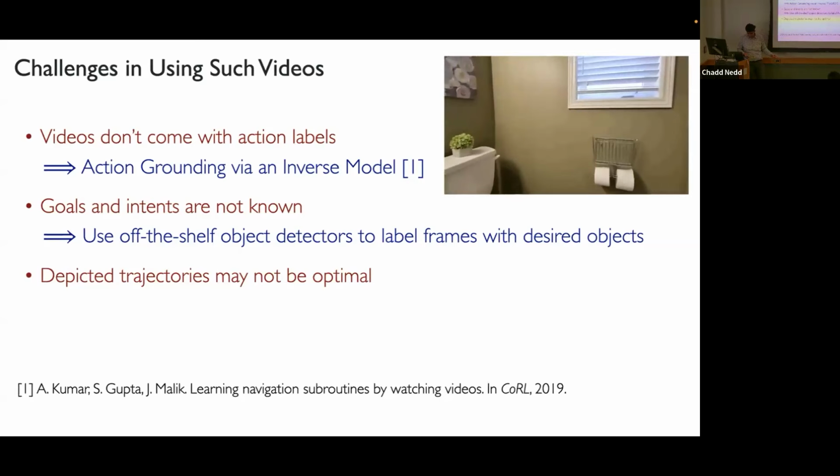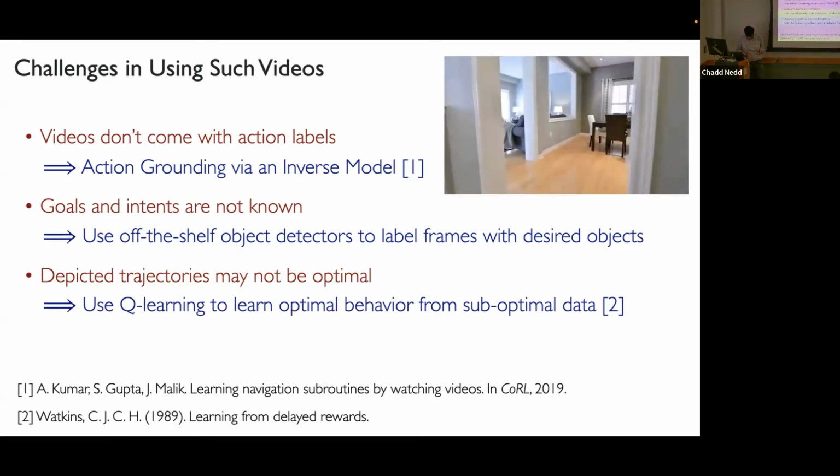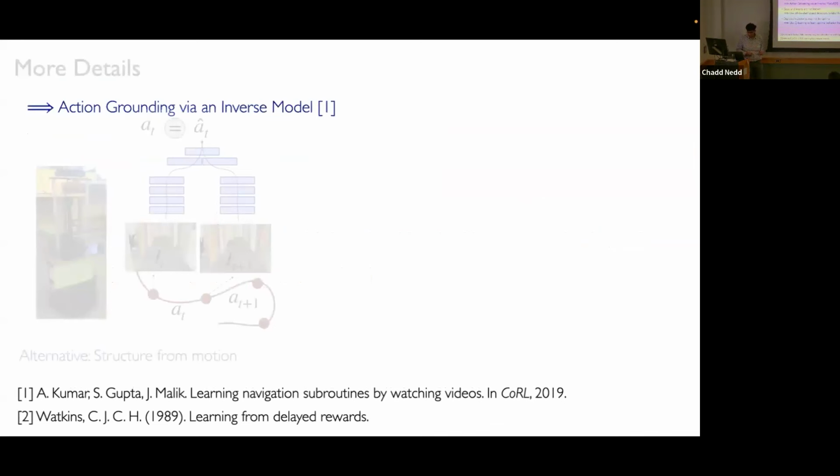And for that, we're going to use a standard tool in reinforcement learning, which is Q-learning, to distill out optimal behavior from suboptimal data. This is a famous result from 1989, one of my most famous results in this space, and that's what we're going to use. Again, we have the same thing as before. We have this inverse model that we have trained.